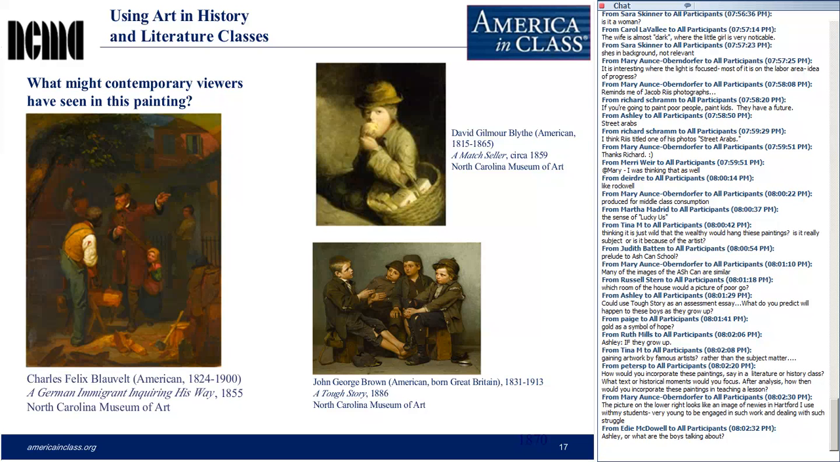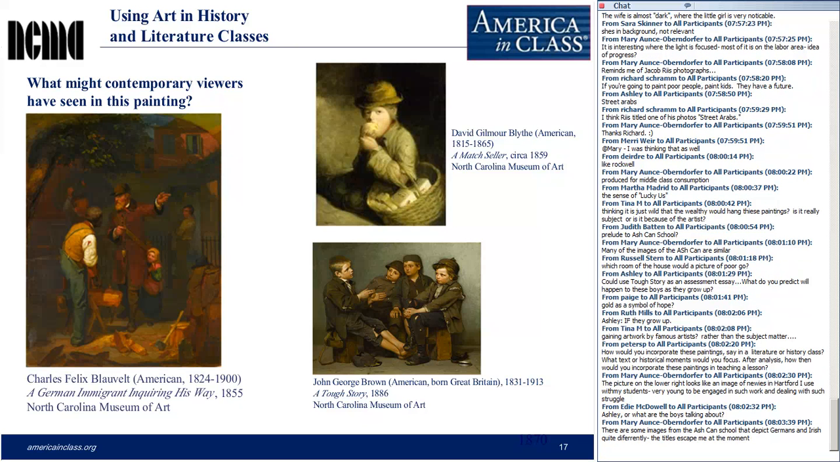Mm-hmm. And to wrap this up, we have a comment here. How would you incorporate these paintings in a literature or history class? What historical moment could you focus on? After analysis, how could you incorporate these paintings into teaching a lesson? I think the John George Brown could certainly be used in a lesson on urbanization. You could compare it to Riis. The Blauvelt certainly on the period of great German immigration, and you could provoke in your class a discussion about the complex issues of race and immigration at the time.